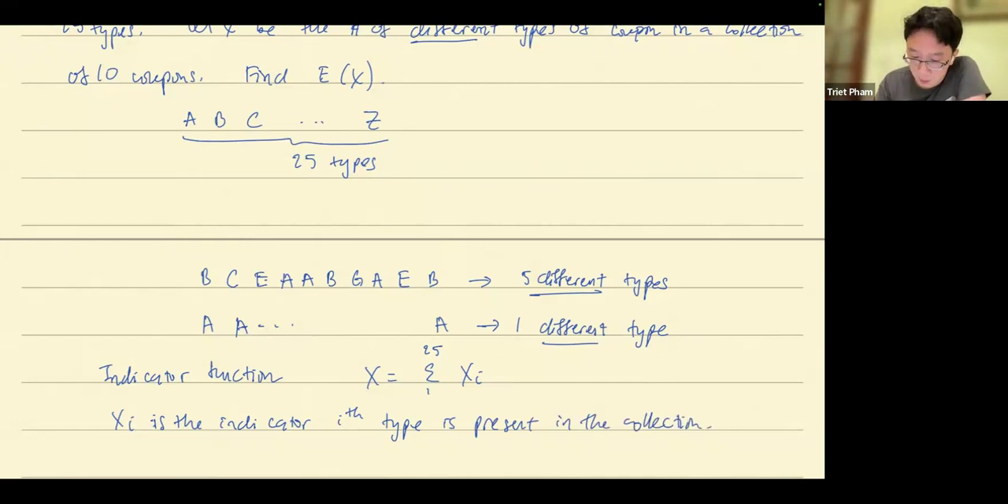So for example, you go through the list. A: is A in the collection? If yes, that's one type. Is B in the collection? If yes, that's 2 types. C, 3 types. D, no, so still 3. E, yes, 4th, and so on and so forth. Okay? So it's clear that when we do that, this will list out all the different types in the collection. All right?